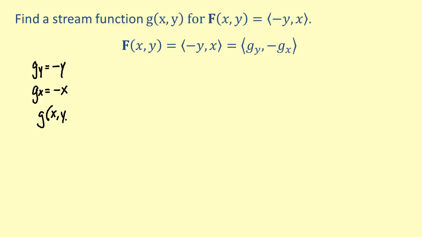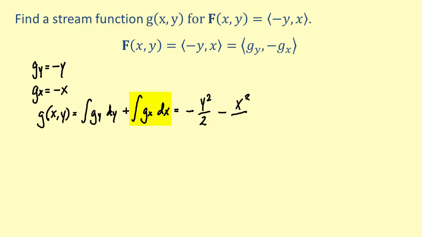So we have the integral of g sub y dy plus the integral of g sub x dx. Integrating g sub y with respect to y gives negative y squared over 2, and integrating g sub x with respect to x gives negative x squared over 2 plus c. After letting c equal 0, the equation for g simplifies to negative y squared over 2 plus negative x squared over 2. This is the stream function for the vector field F.